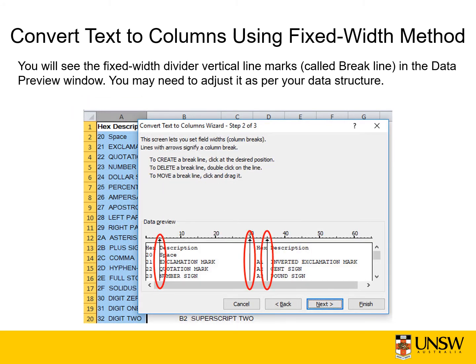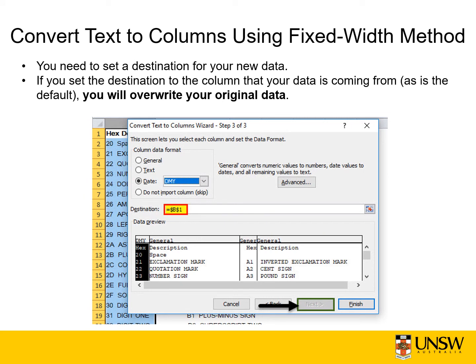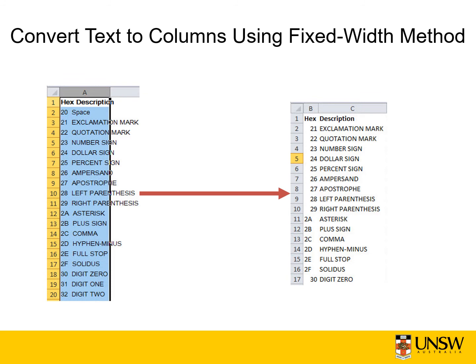Excel automatically adds dividers based on the words or numbers with equal number of characters. You can adjust it if it is necessary. Then click Next. As you can see in this window, we have the same options as the delimiter method. You should select the destination cell to insert the separated data and click Finish. As it can be seen here, the numbers are separated from the rest of the content. Watch the demo in the next slide to see another example of the Convert Text to Columns feature.